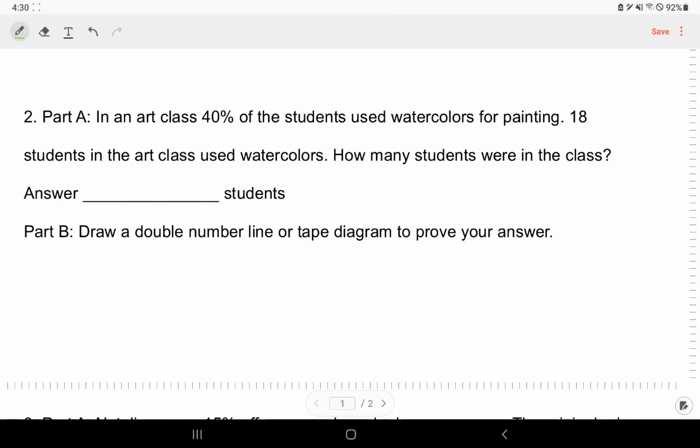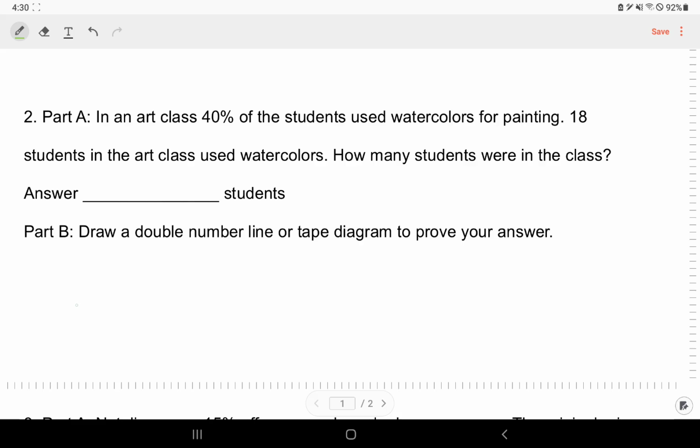For question 2, in Part A, in art class, 40% of the students used watercolors for painting. 18 students in the art class used watercolors. How many students were in the class? Then it says for Part B, draw a double number line, excuse me, or a tape diagram to prove your answer. Well, a good idea here is start with Part B. Okay, use the double number line or the tape diagram to answer Part A.